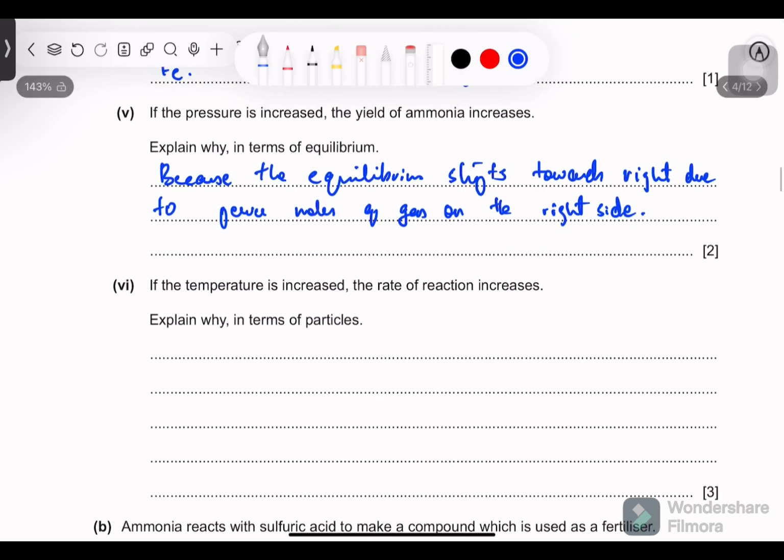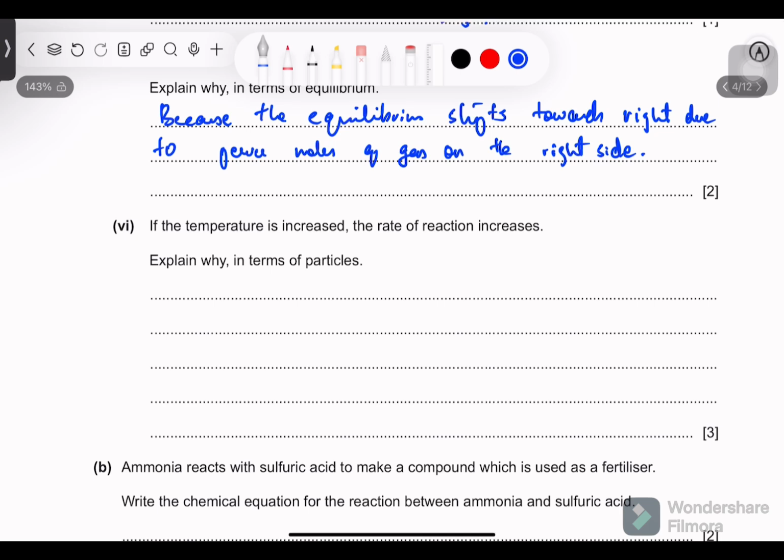If the temperature is increased, the rate of reaction increases. Explain why in terms of particles. So when the temperature is increased, the kinetic energy of the particles increases. There are more collisions between particles, or the frequency of collisions increases, and more particles have energy equal to or above the activation energy, because as you know there is a threshold point at which the particles' energy needs to rise so that they can react. Until the energy of the particles is above or equal to that point, they cannot react. So to provide the particles with this energy, temperature is increased.